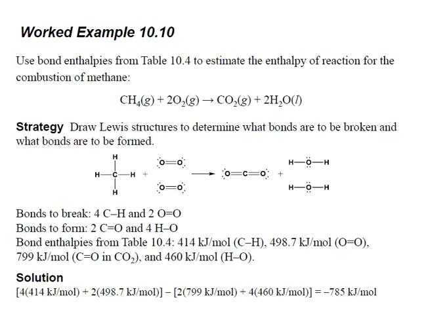We'll take a look at example 10.10. And again, you don't need to memorize these numbers. These are all provided in a table, and you can look them up. So let's read this together. Use bond enthalpies from table 10.4 to estimate the enthalpy of reaction for the combustion of methane. And it gives us the formula already balanced. It has CH4 gas plus 2O2, produces carbon dioxide gas and 2 parts of water. Draw Lewis structures to determine what bonds are to be broken and what bonds are to be formed.